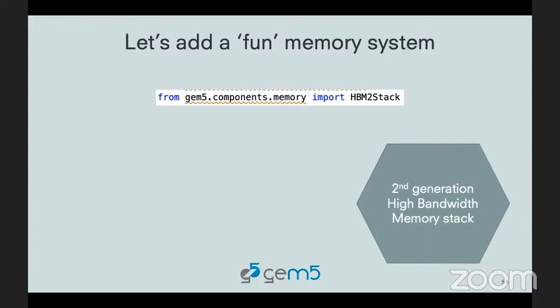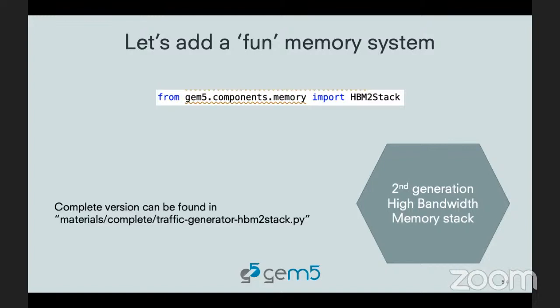And basically I want to challenge you to rewrite your traffic generator to generate traffic for this component. I think it should be relatively easy to do. I won't show you the exact code, but if you get stuck, I do have a completed example of this. The purpose of this is to show how easy it would be to modify this code to evaluate something slightly different, or in this case, a quite substantially different memory system.